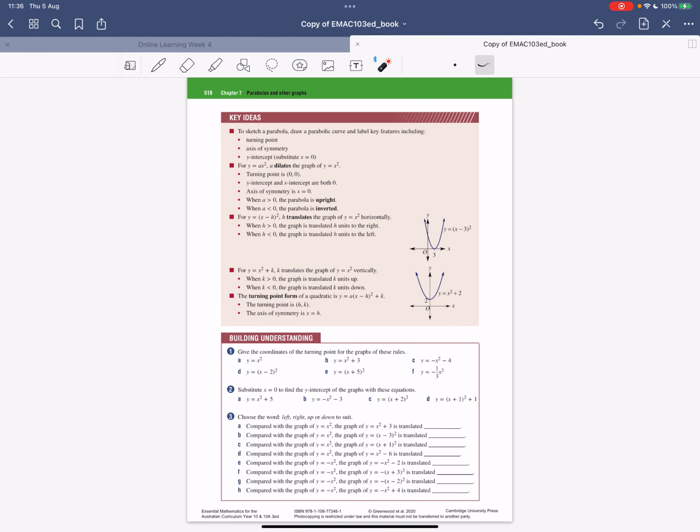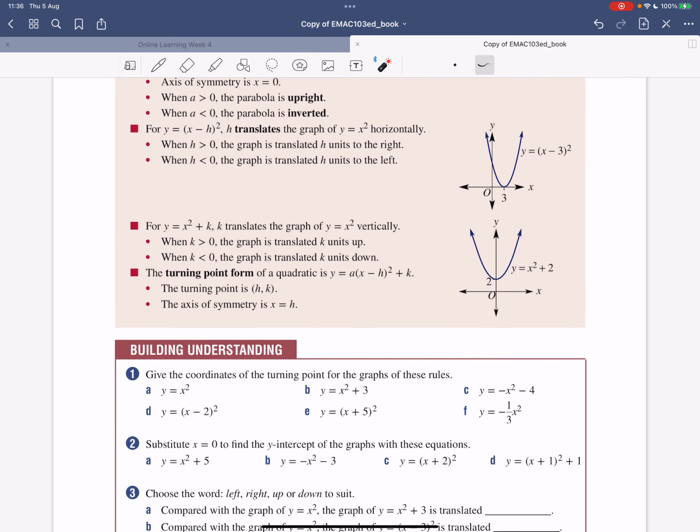This is a really important page for you to know, and this one right here is especially important. The turning point form of a quadratic is just the special form that it looks like. It's a bit different to y equals ax squared plus bx plus c, which is the one that we've been factorizing, finding factors of a and c that add to b. We're looking at that later on, but right now we're looking at this particular form.